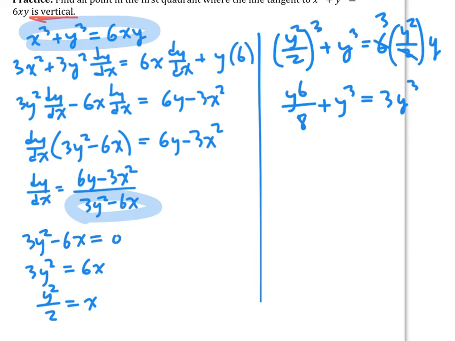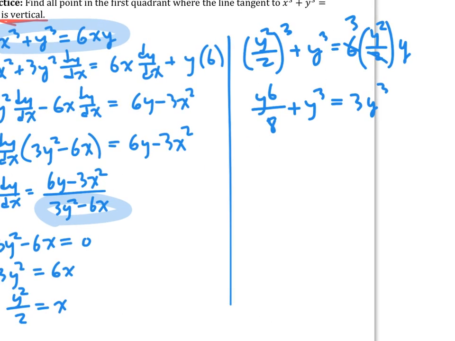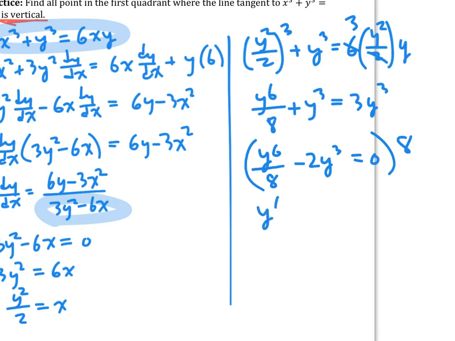All right, this looks like a very complicated thing to solve, but you remember this is just the same thing you've been practicing from Algebra 2, which is make the equation equal to 0 and solve. So let's do that. y to the 6 over 8, and I'm going to subtract 3y cubed on both sides, so minus 2y cubed equals 0. And remember that we don't like fractions, so multiply everything by 8 to get rid of the fractions. So y to the 6 minus 16y cubed is equal to 0.